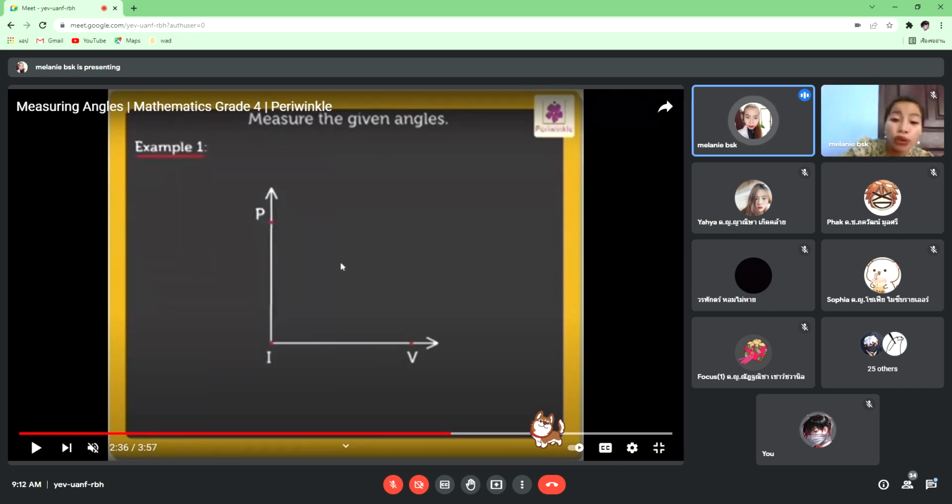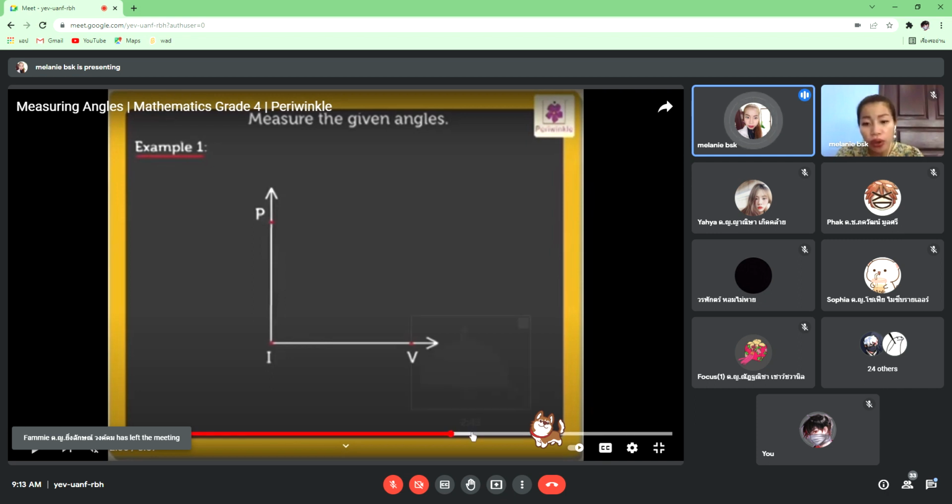Okay, so if you're going to name this angle, what is the name of it? Okay, so angle PIV. Very good. How about the two rays of this angle? What are the two rays of this angle? The lines from the vertex going to the other side. Okay, so what are the two rays of this angle? Anybody? Okay, ray IP and ray IV. Very good.